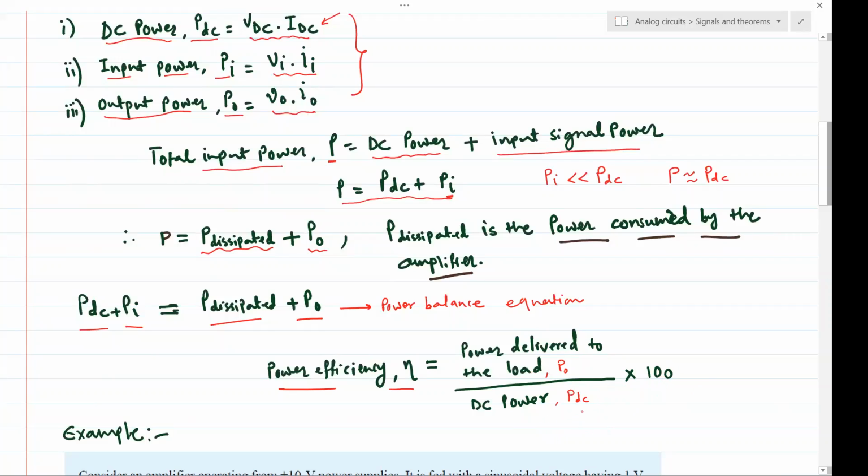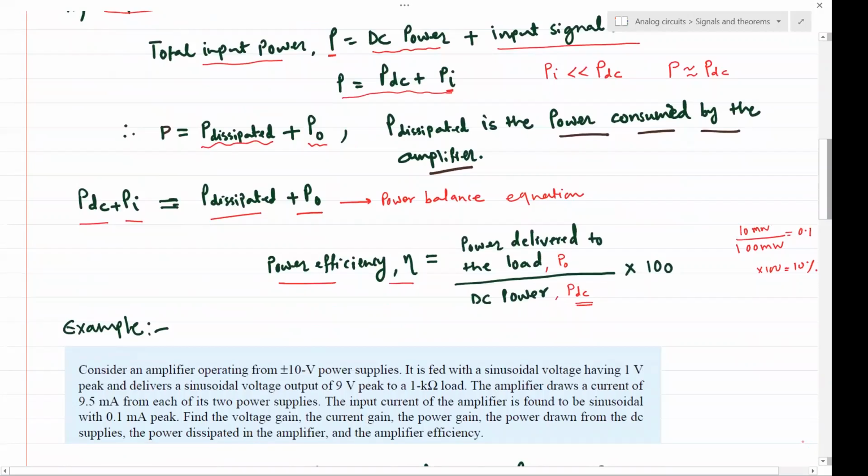So in fact, we always have a PDC. Let's say it's 100 milliwatt, and the output power is about 10 milliwatt. Then we have 0.1 times 100, which is equal to 10% power efficiency. This power amplifier is 10% efficient.